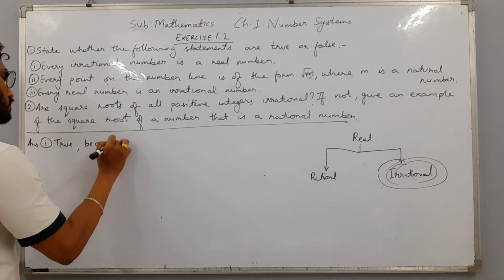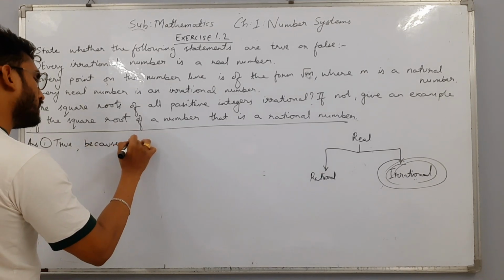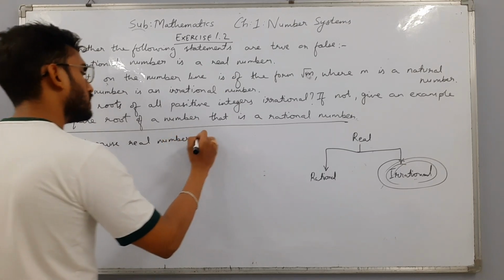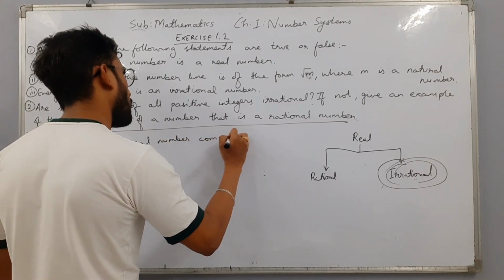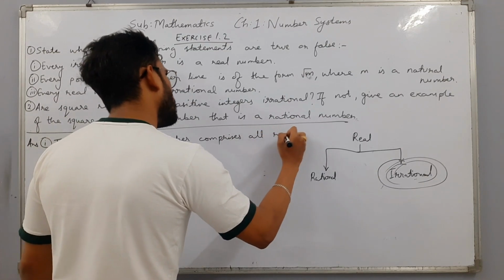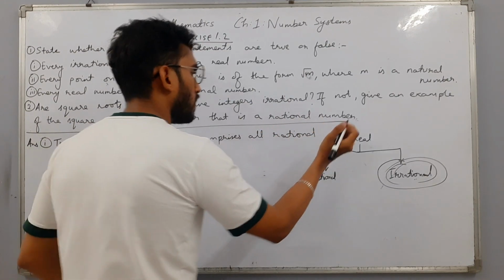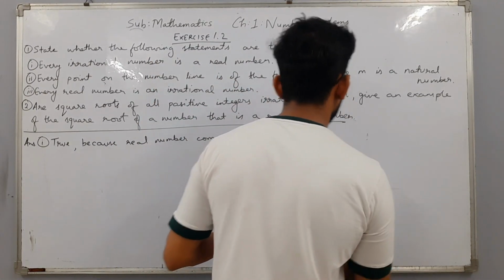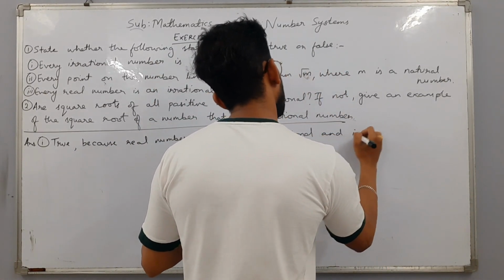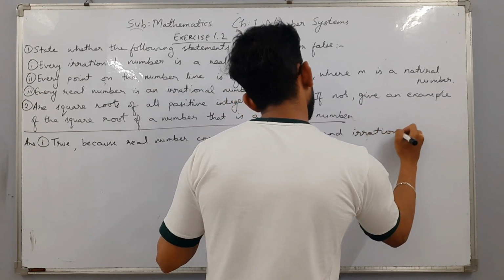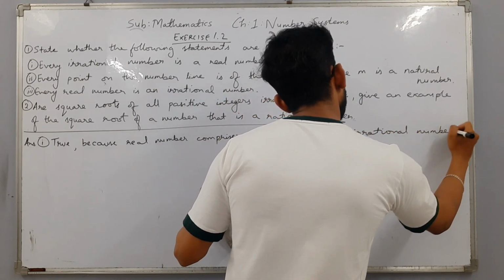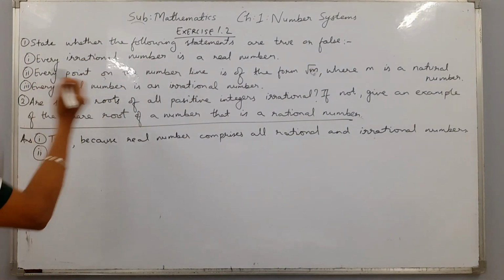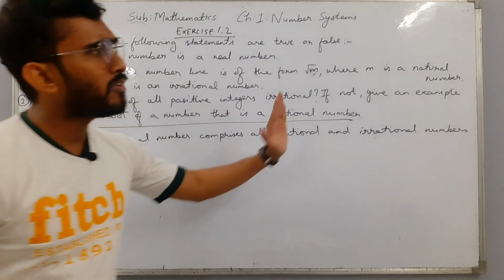because real numbers comprise all rational and irrational numbers. As a result, the statement is true. The second question is: every point on the number line is of the form root m, where m is a natural number.